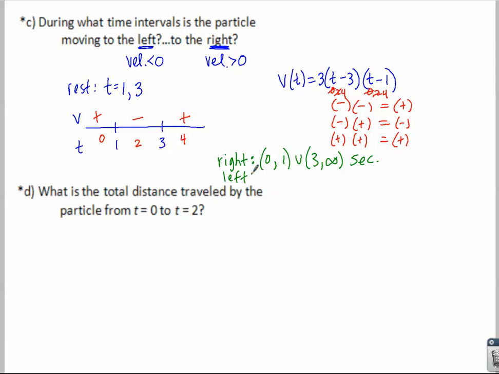When is it moving to the left? In between 1 and 3, so on the interval from 1 to 3 seconds. Positive to the right, negative to the left.